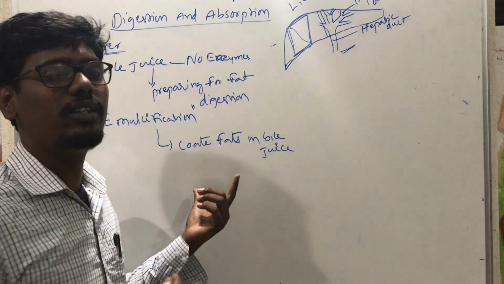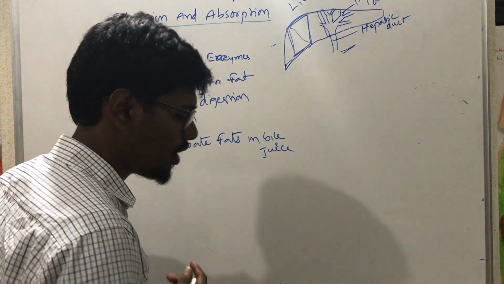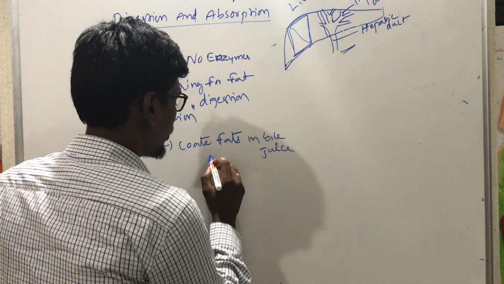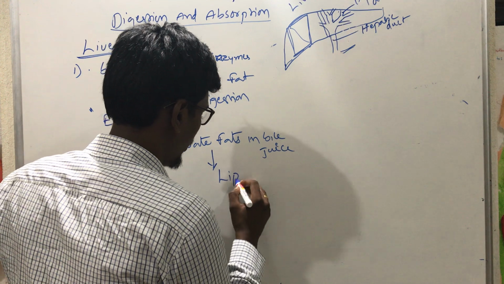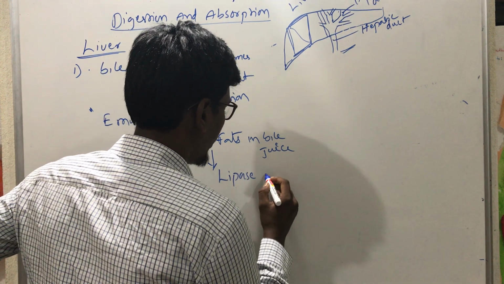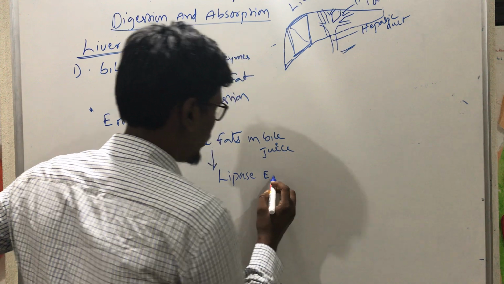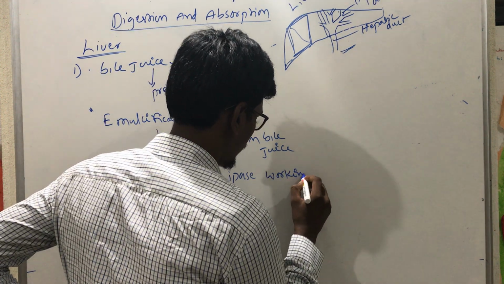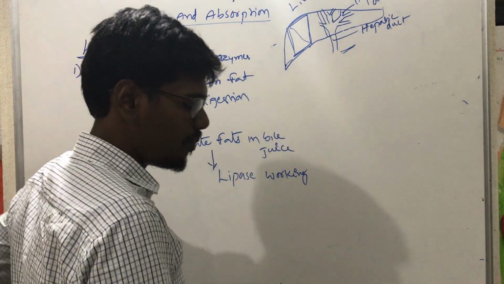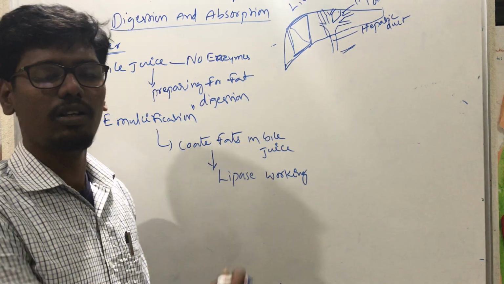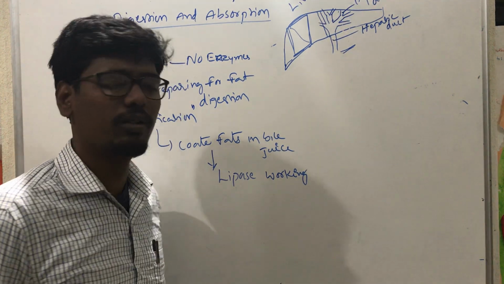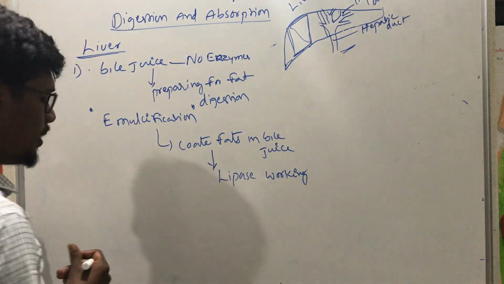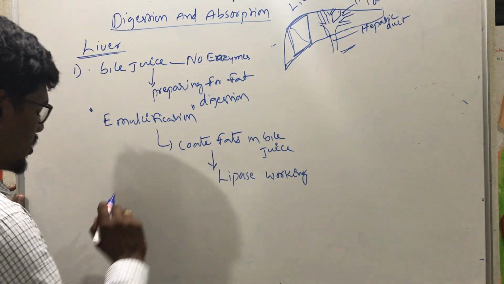After the fats are coated, the lipase enzyme works to break down those fats. Right. Next, the second function is called carbohydrate metabolism.